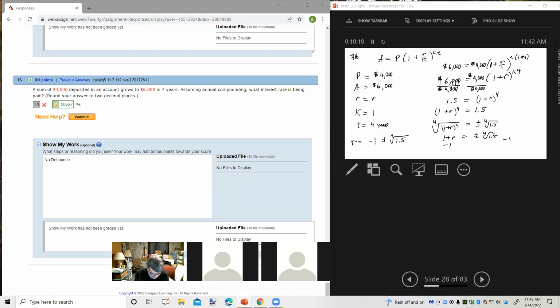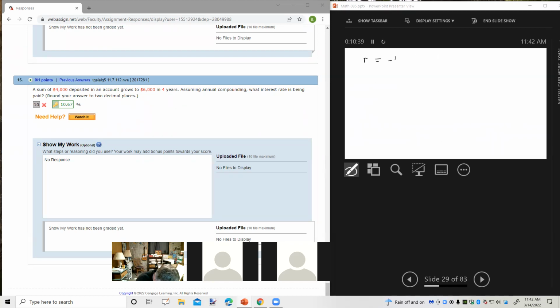Okay, let's see here. I'm going to do the plus first. So -1 plus the 4th root. So I've got a couple of options. Let me go to the next page. I want to copy that, so I want to have lots of room. So R equals -1 plus or minus the 4th root of 1.5. Okay, so R is going to be -1 plus, and R is going to be -1 minus.